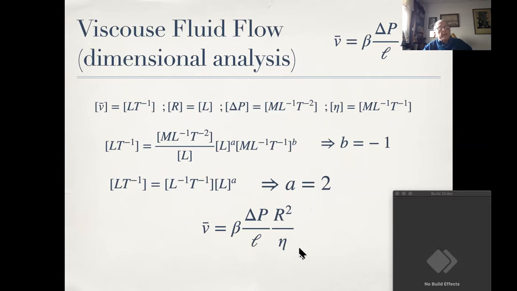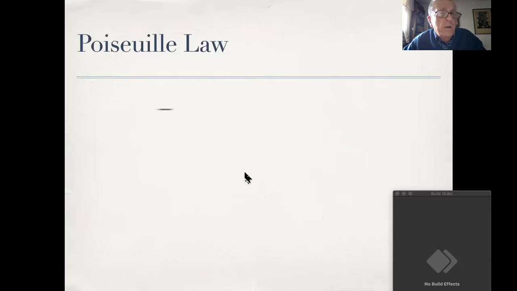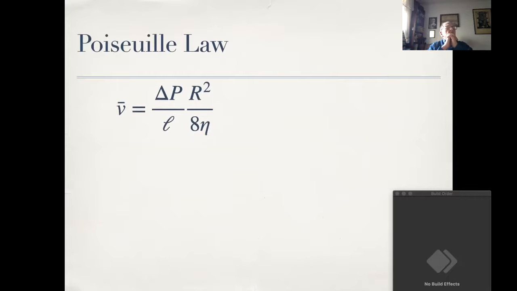Well, I didn't guess beta, and in order to know what is actually the numerical value of that coefficient beta, there is no other way but either do the experiments or do the detailed calculations. It turns out that the detailed calculations give the coefficient beta equal to 1/8. And that is the Poiseuille law. The Poiseuille law says that the average velocity of a viscous flow through the pipe with the radius R and with the length L is given by that formula. As you see, it's inversely proportional to the viscosity coefficient. So the larger the viscosity coefficient, the smaller is the velocity.